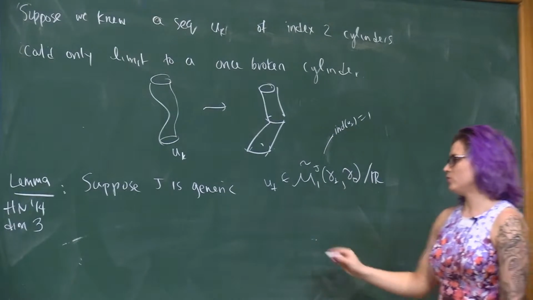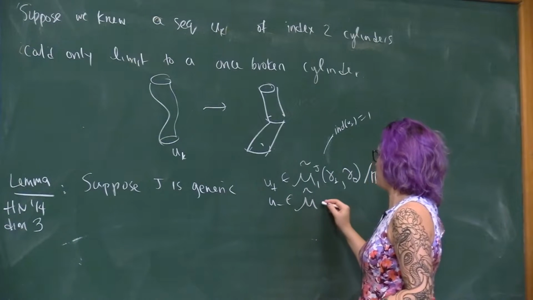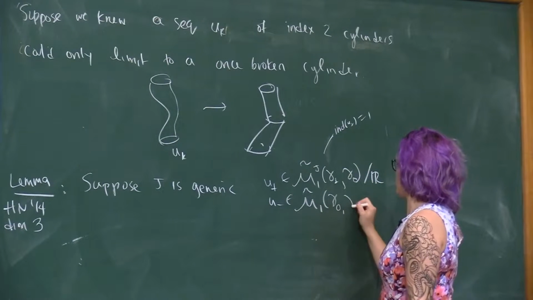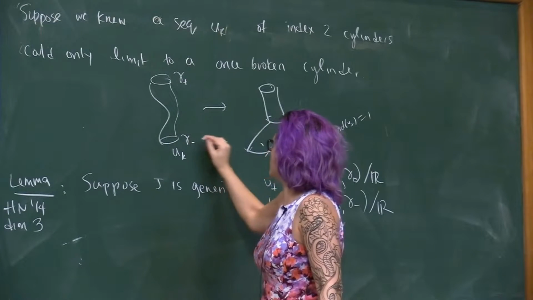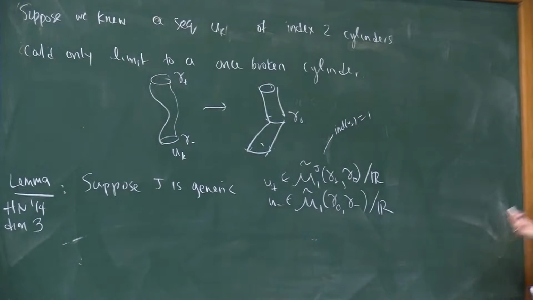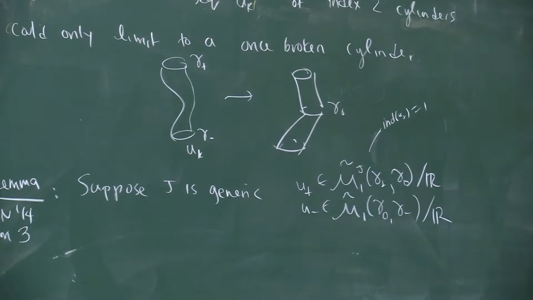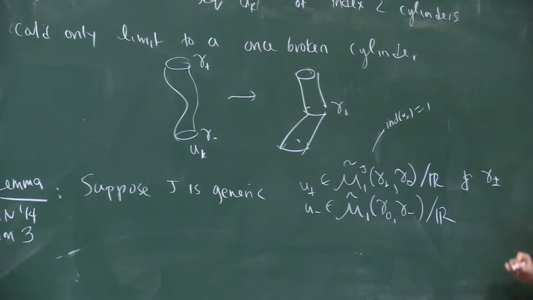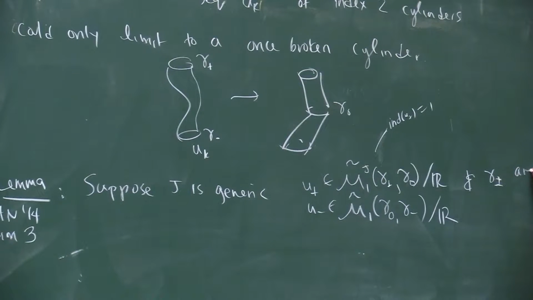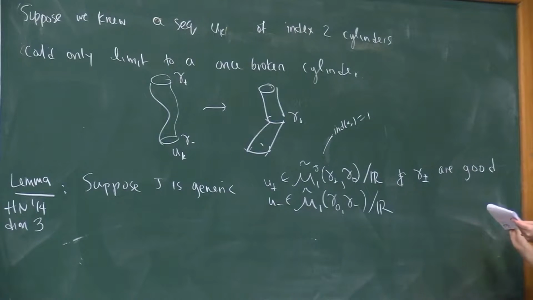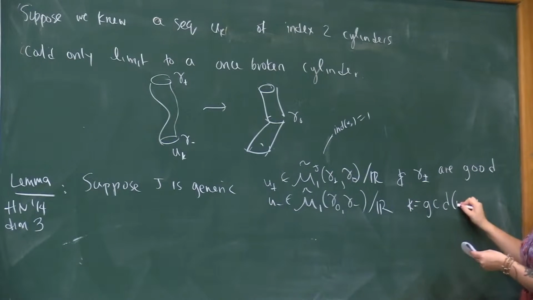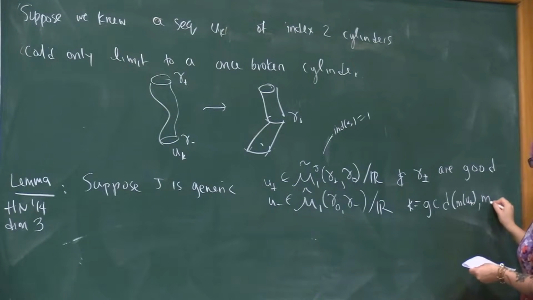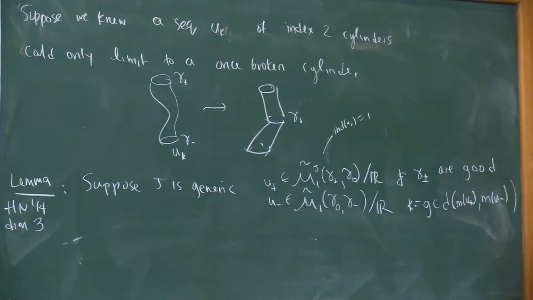Okay, and then I have U minus in M1, and then we've got gamma 0, gamma minus mod R. So here's my gamma plus, here's my gamma minus, and then it's breaking along gamma 0. We also assume that gamma plus and minus are good. And then for simplicity, we write k is equal to the greatest common divisor of the multiplicity of u plus and the multiplicity of u minus. So this lemma is the key result that you need for gluing.